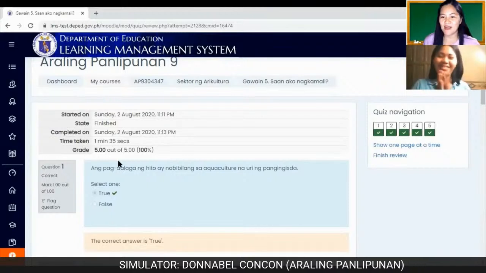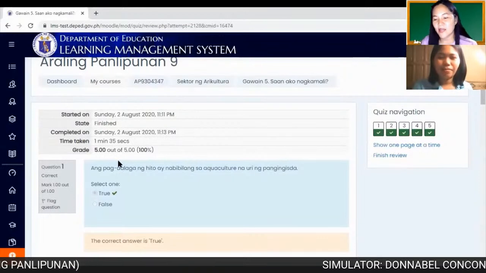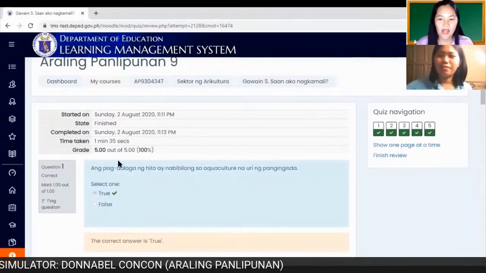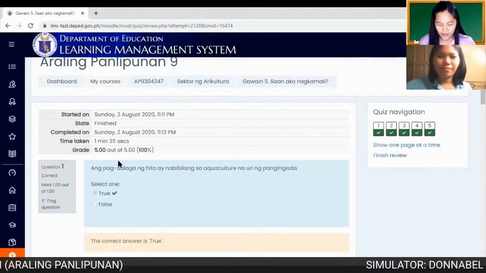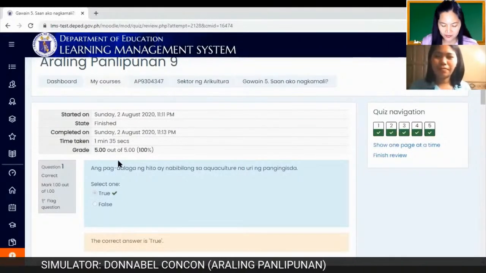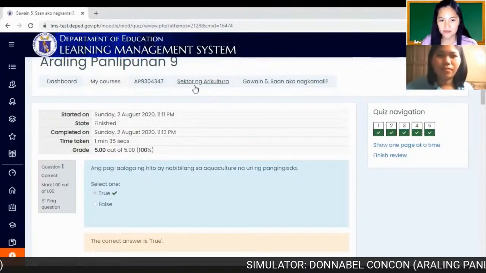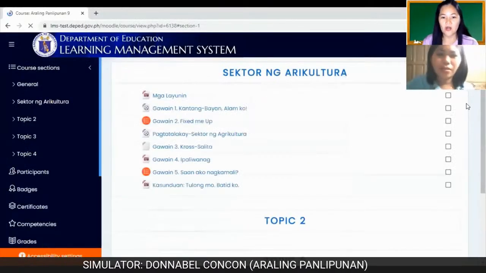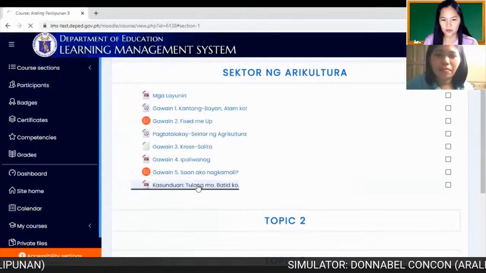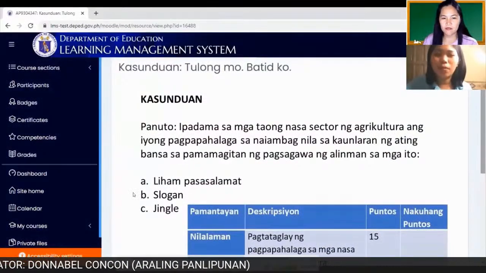Ang galing, tama lahat ang iyong mga kasagutan. Kaya tunay nga, naiintindihan mo ang ating talakayan sa araw na ito. Okay, kasama ng iyong mga kaklase. Para sa ating karagdagang gawain, pwede mo bang i-click sa LMS ang ating karagdagang gawain? Okay po, ma'am. Kasunduan. Tulong mo, batid ko.